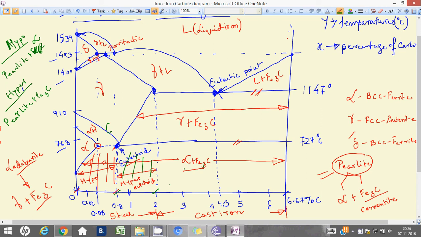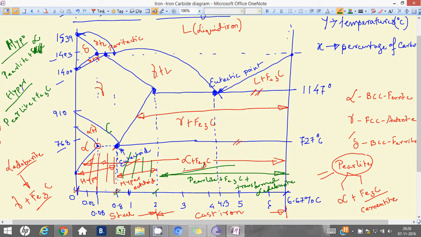And beyond 2%, this portion I am talking about, we will have pearlite plus Fe3C plus transformed ledeburite.